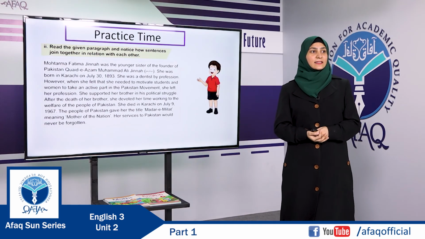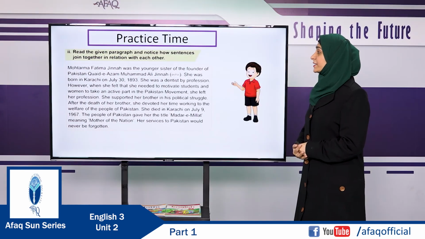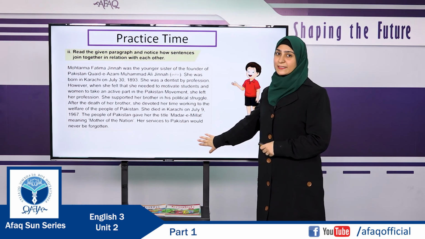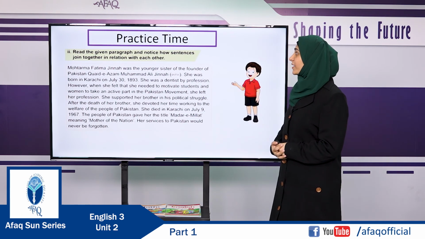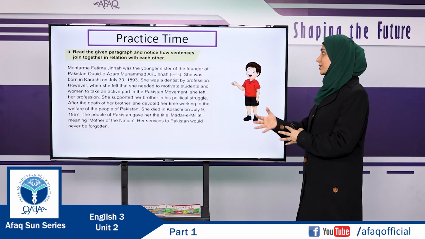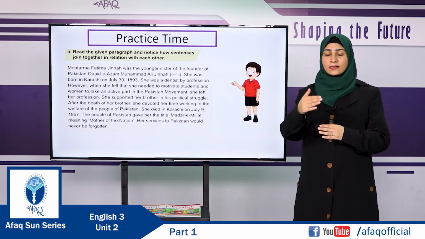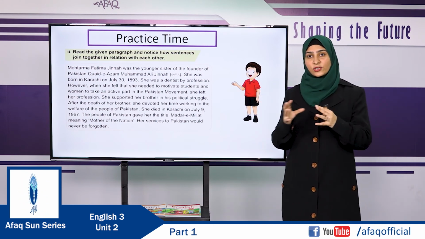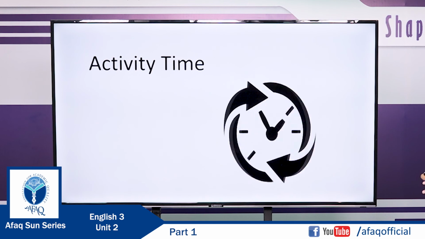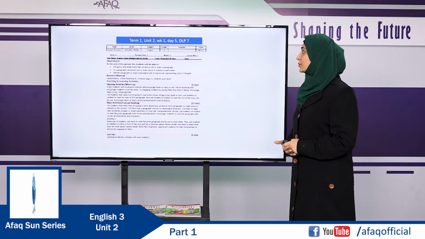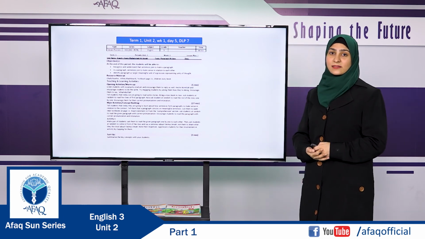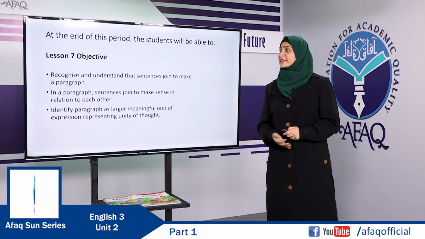So dear students, the next activity is the practice time. You are going to read this paragraph with the help of your teacher and students. You are going to notice how the sentences join together in relation to each other, how the paragraph starts and how it ends, and what the relation of each sentence is. You will learn it with the sequence. The next activity is in Term 1, Unit 2, Week 1, Day 5. DLP 7 is given here for your further assistance. This covers Learning Objective 7.